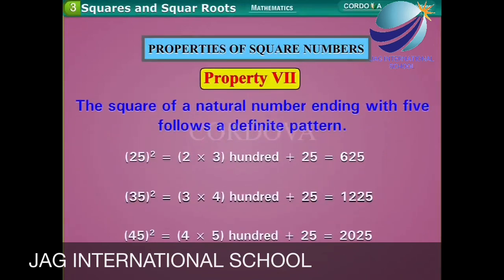Property 7. The square of a natural number ending with 5 follows a definite pattern. 25 squared is equal to 2 into 3, 100 plus 25, which is equal to 625. 35 squared is equal to 3 into 4, 100 plus 25, which is equal to 1225. 45 squared is equal to 4 into 5, 100 plus 25, which is equal to 2025.